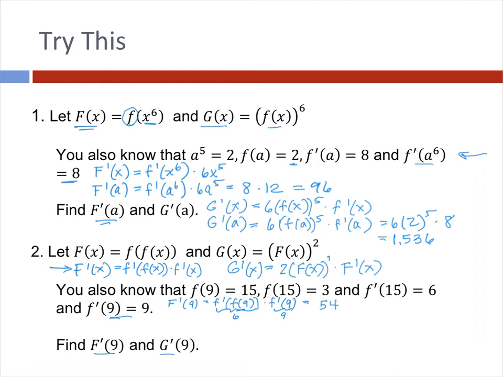All right? So the next one says we want to find g prime of 9, and this one might be a little bit more tricky. And so g prime of 9, we go up here and we find that it equals 2 times big F of 9, and that's to the first power. That looks a little confusing. So to the first power times big F prime of 9.